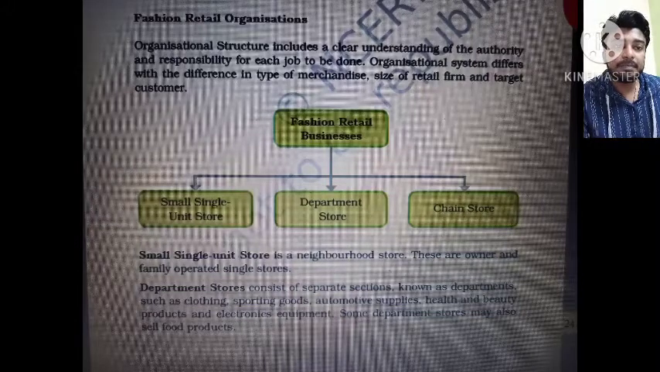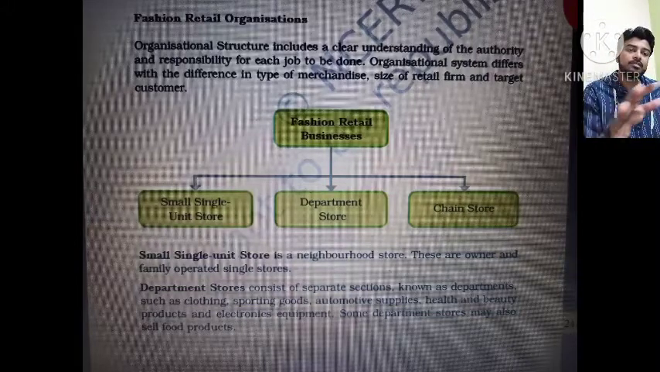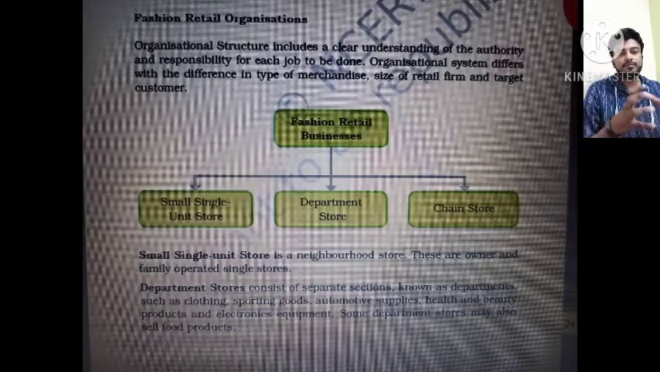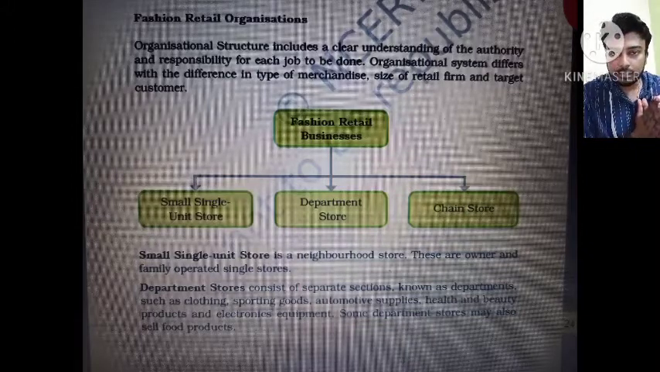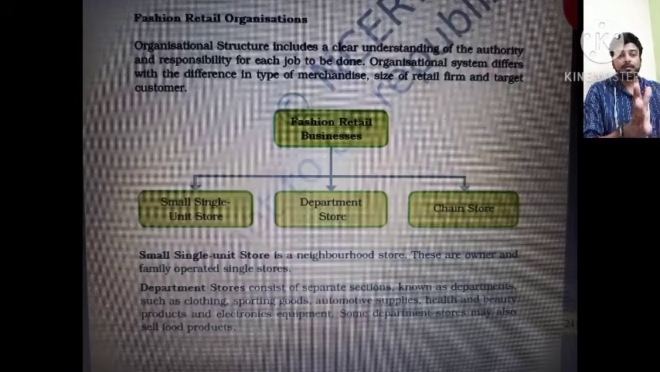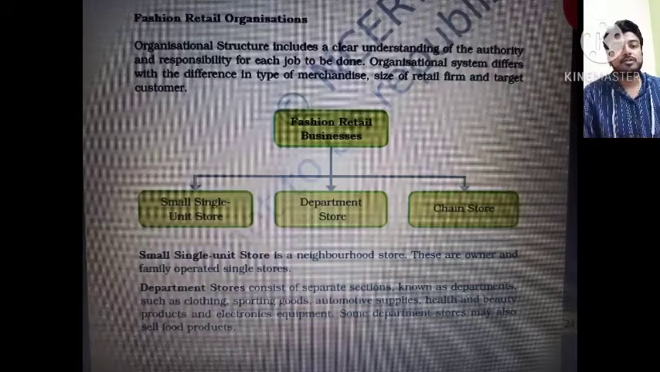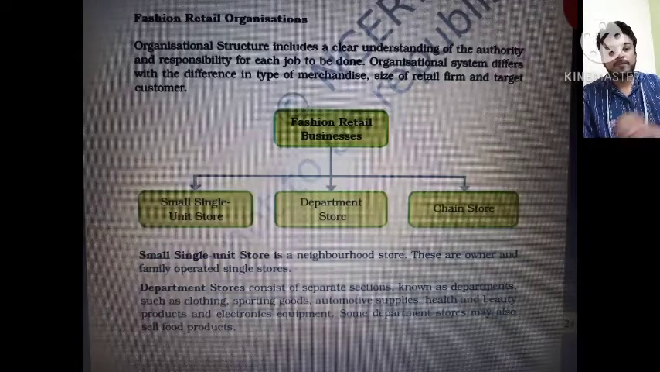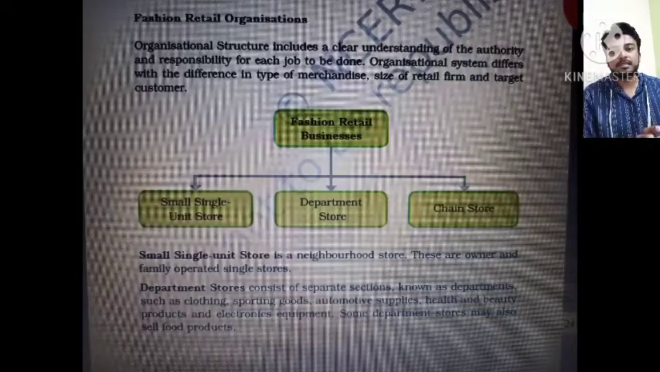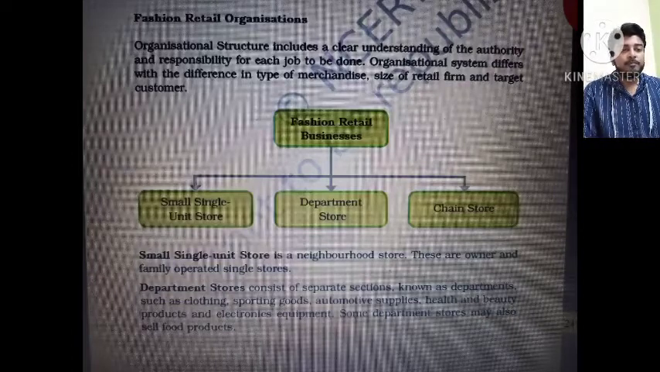Now, the fashion retail business is done in these three methods, or these three procedures. These three terms are very important while reading about the fashion retail business. Number one is small single unit store, then department store, and chain store. So these are the different stores in which the fashion retail business runs. So what is this small single unit store? It is a neighborhood store. These are owner and family operated single stores.